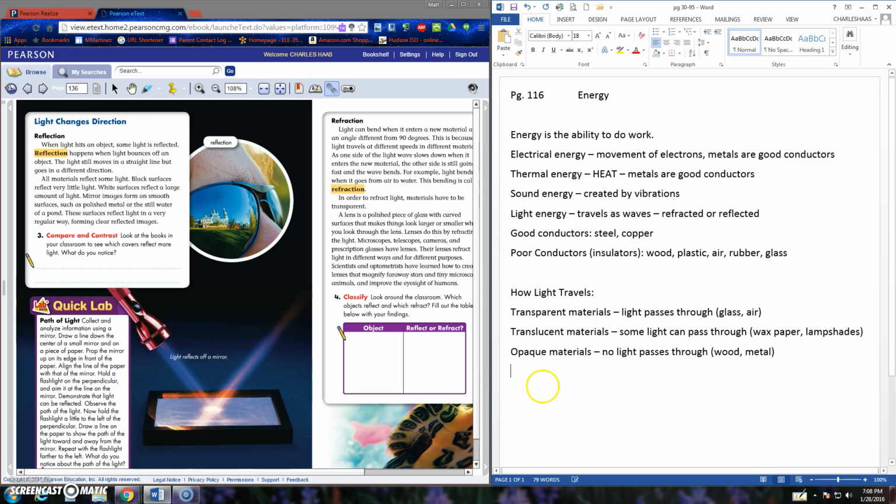Reflection. We already know about reflection. Reflection is when light bounces. We won't put back because it doesn't always have to bounce back. When light hits an object, some light is reflected. Reflection happens when light bounces off of an object. The light still moves in a straight line, but goes in a different direction. Well, there's a good one. Light always travels in a straight line.